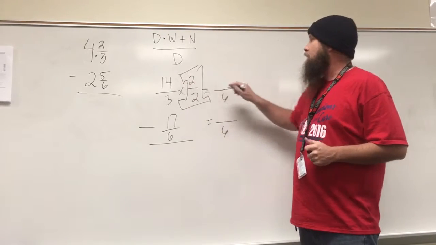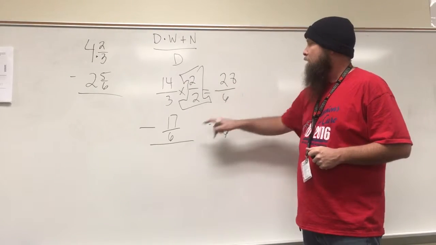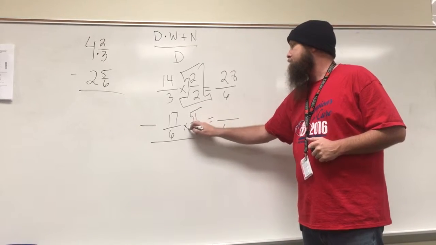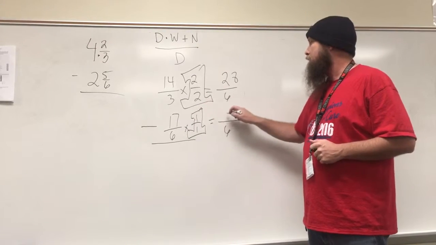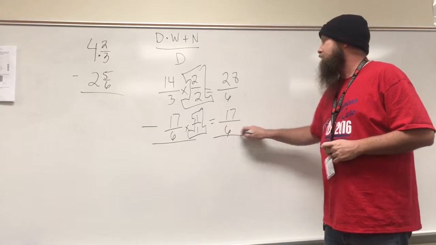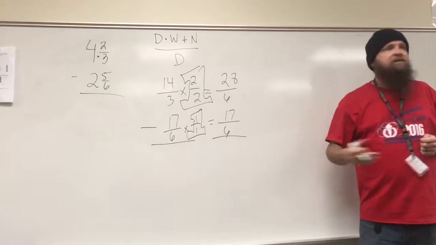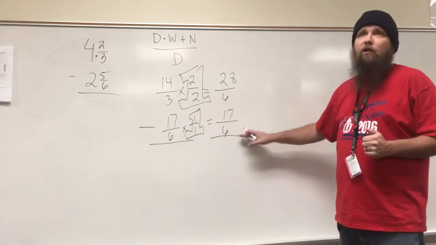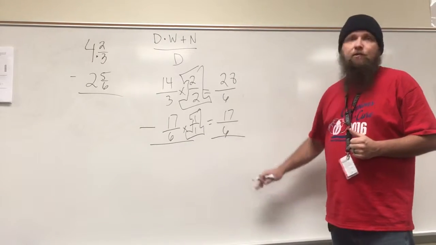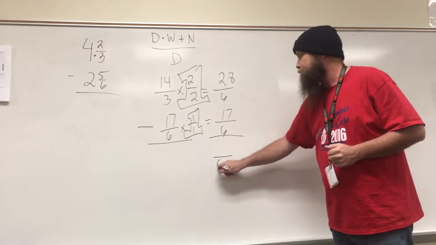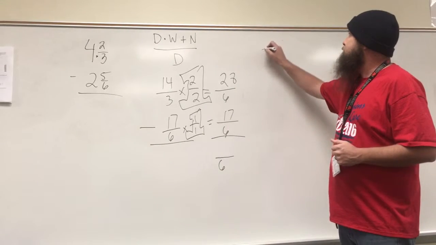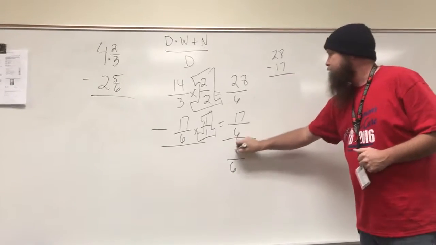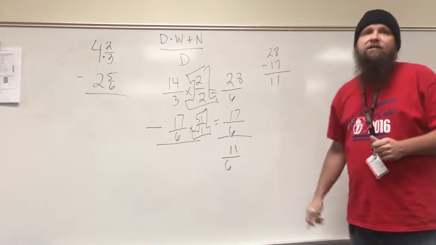Okay, so 14 times 2 is 28. This is already over 6, so obviously it's just going to be 1 over 1. And I get 17 sixths. So I have 28 sixths minus 17 sixths. When I add or subtract fractions, I don't mess with the denominator. It's going to stay the same. I do 28 minus 17, and I get 11. So I'm going to have 11 sixths.